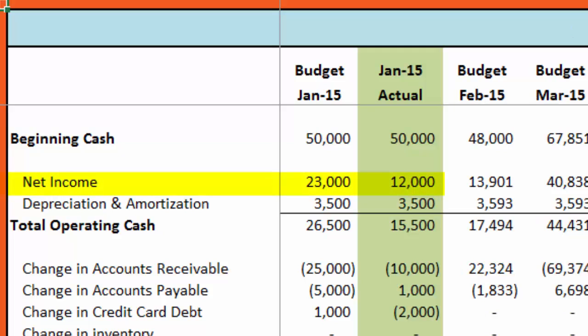First, we see net income. This is the operating profit or loss for the month. You can see here that the business owner anticipated a $23,000 profit, and you can see instead a $12,000 actual profit. Depreciation and amortization are non-cash expenses.